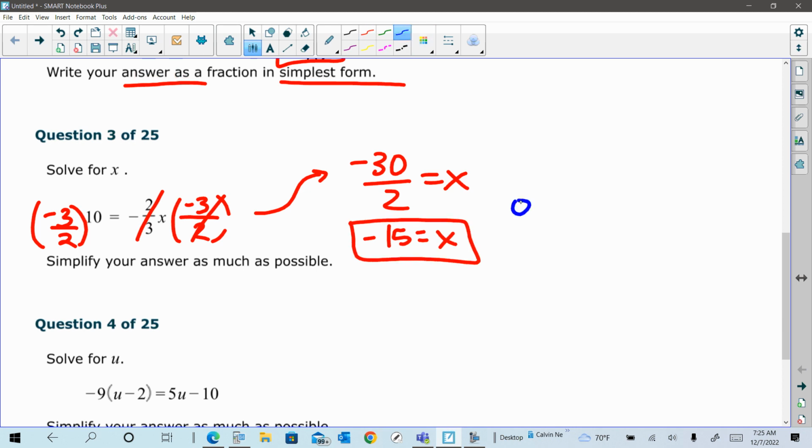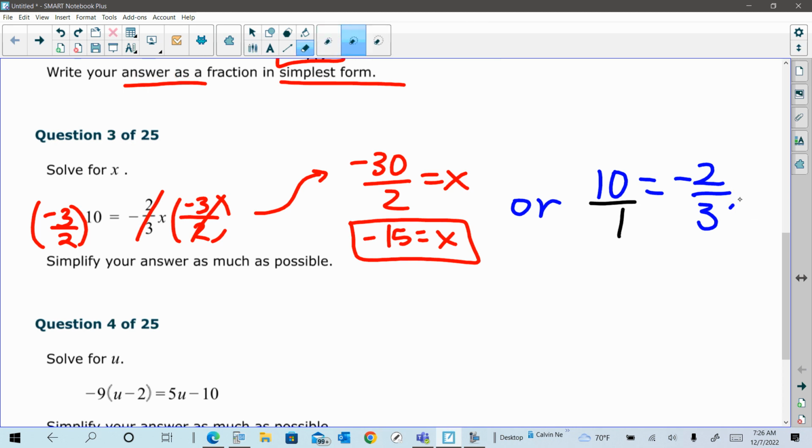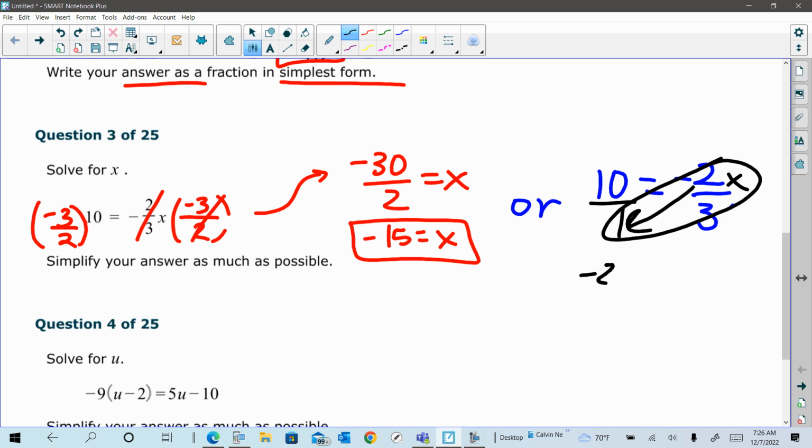Or you can change the problem. We had 10 equals -2/3 x to a proportion. Just put your whole number over 1. Think of your x here as on the top with the 2, and then cross multiply. 1 times any number just stays the same. So we have -2x equals 30, and then you just divide by -2. And you get -15. You get the same answer. So I don't care about the method. It's just get to the answer. Show how you use your method to get to the answer.